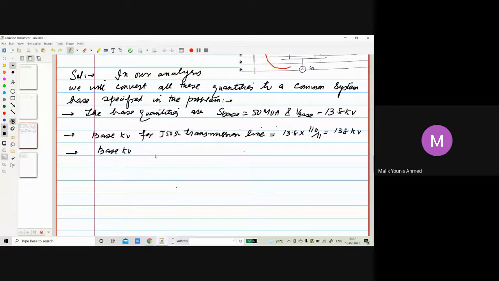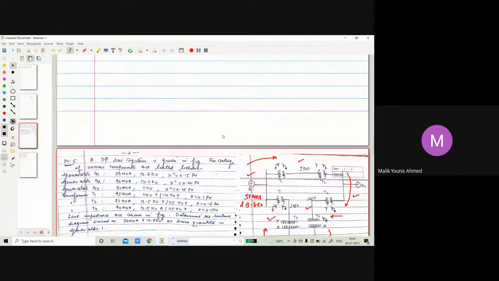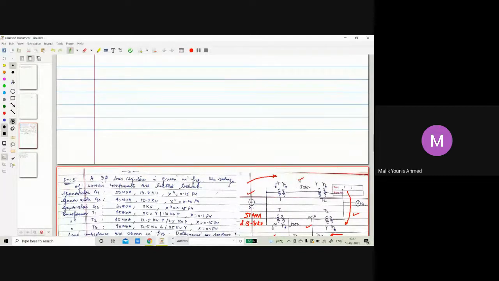Base kV for generator G2. So let's find the base value. What is the base value here? It's 138 now. Here we have just got the base value, 138.